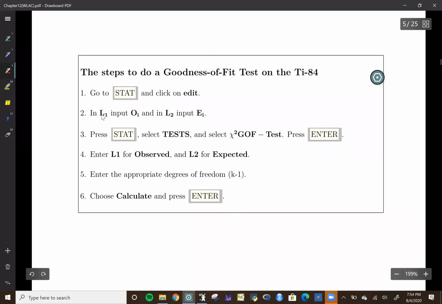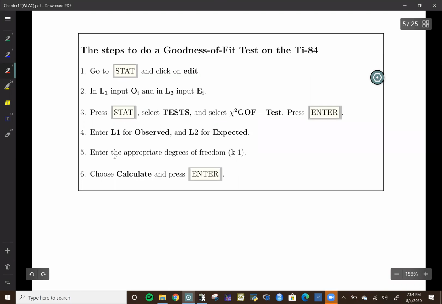Then once you input your observed values and your expected values, you go to stats, you go to test, and we're going to do a chi-square GOF test. And then you press enter. L1 is for the observed and L2 for expected. Then you enter the appropriate degrees of freedom. So you say K minus 1, that's your degrees of freedom. And then you choose calculate and press enter. So that's how we're going to do it.